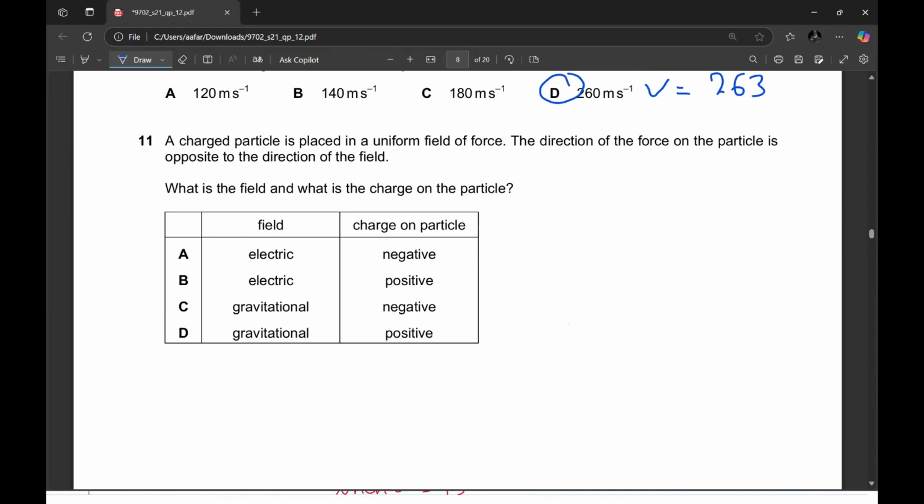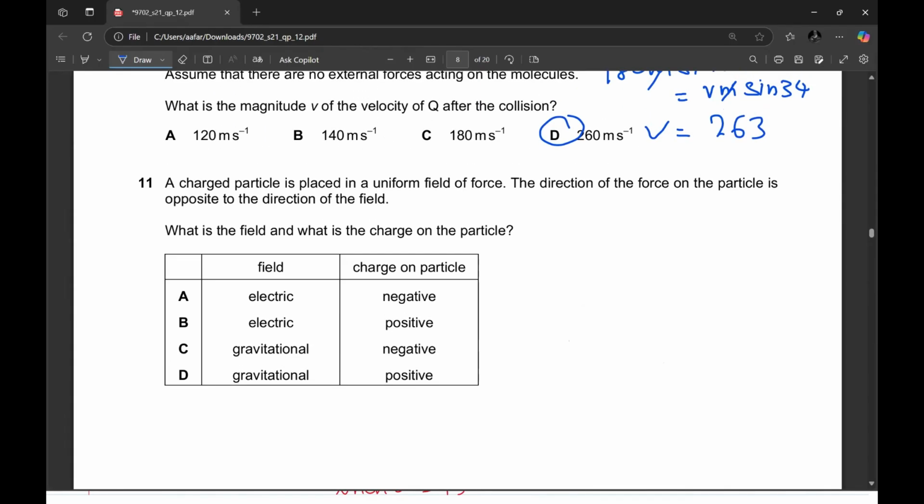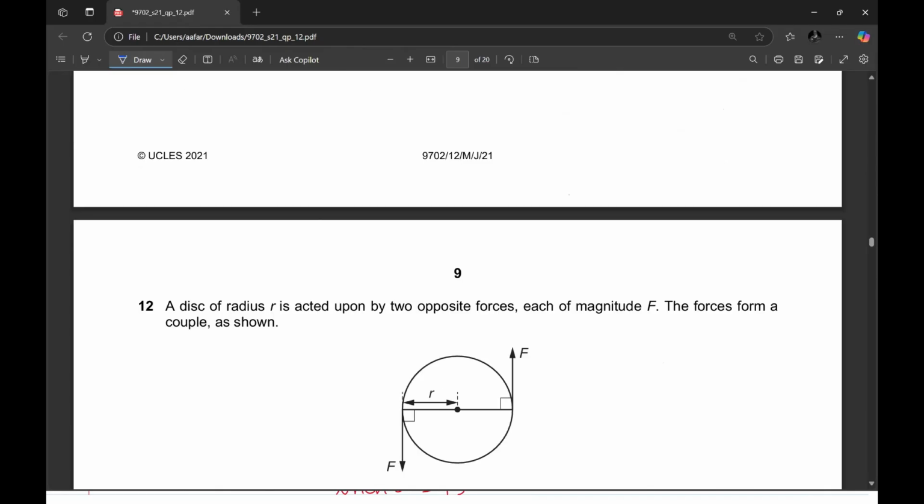A charged particle is placed in a uniform field. Okay, electric field is not in our syllabus anymore.